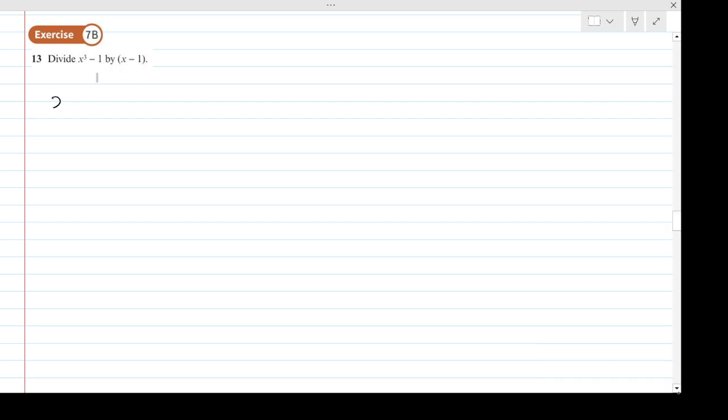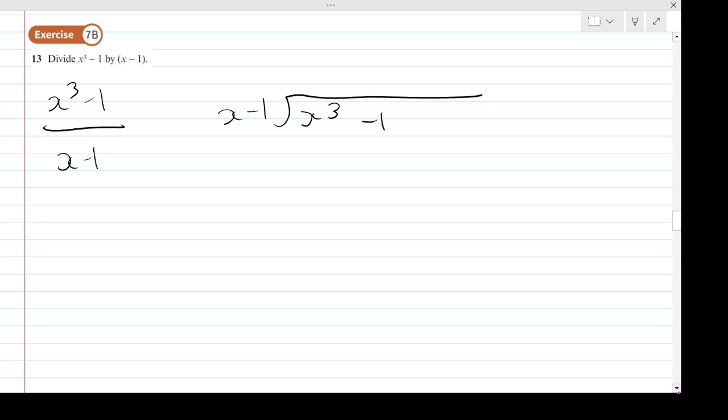We are told to divide x cubed minus 1 by x minus 1. Let's write this out as a fraction, x cubed minus 1 divided by x minus 1. The divisor I then write outside the bus stop, and I have x cubed minus 1 inside. But I need to incorporate the x squared and the x terms. Well, there are no such terms, so we could just call it 0x squared and 0x minus 1. And so we can then proceed with the method as usual.